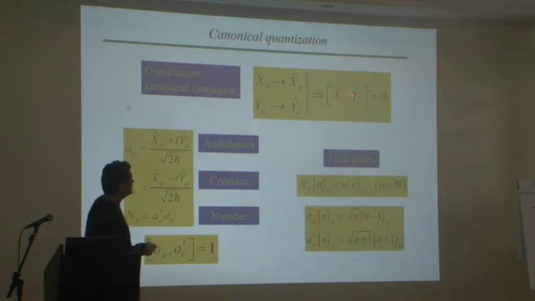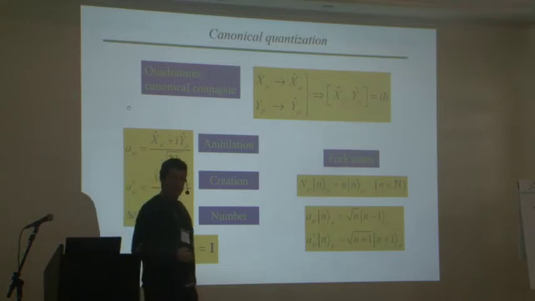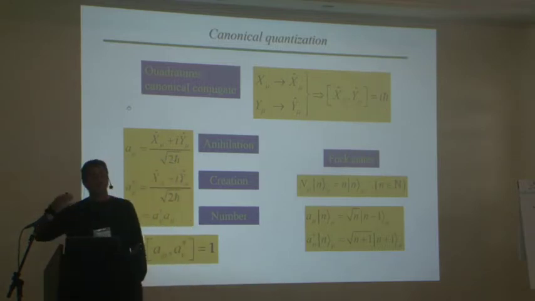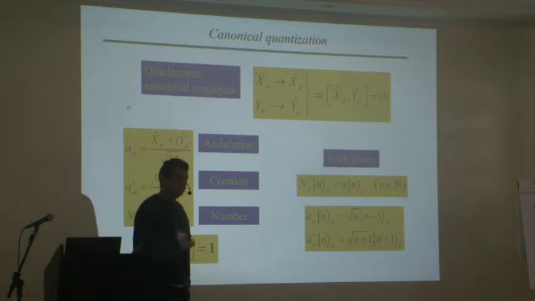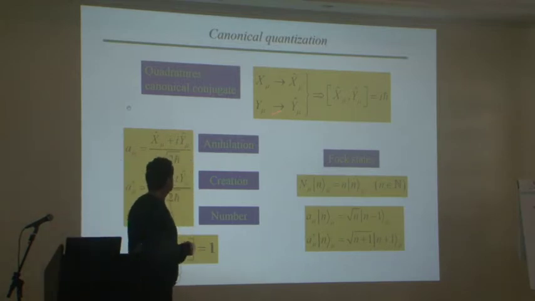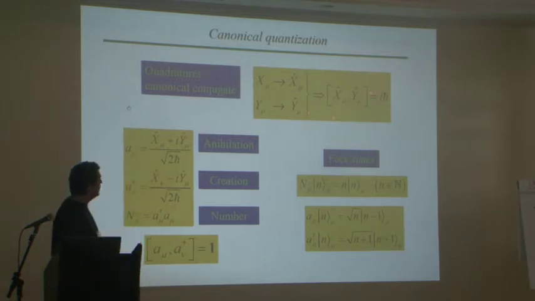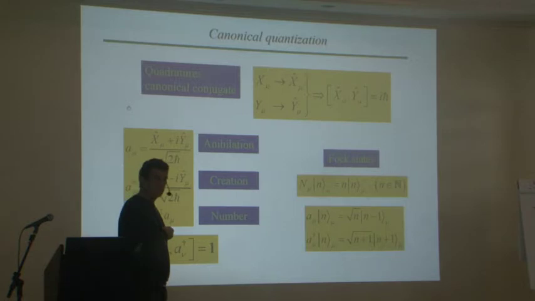they become operators that satisfy this commutation relation, which is typical of canonical conjugate variables, just as the position and momentum of a quantum particle. Okay? So these are the canonical conjugate variables. And also we can build from these canonical conjugate variables the so-called annihilation and creation operators, and also the number operator, which is A dagger A, for each mode. For each mode. Okay?